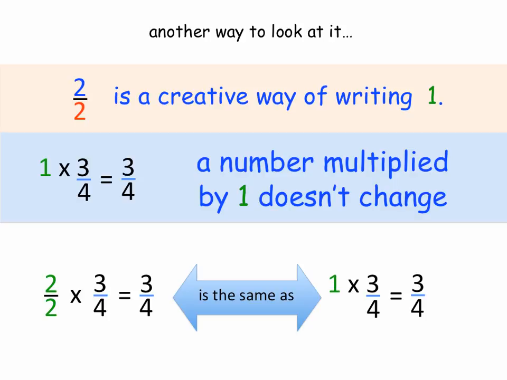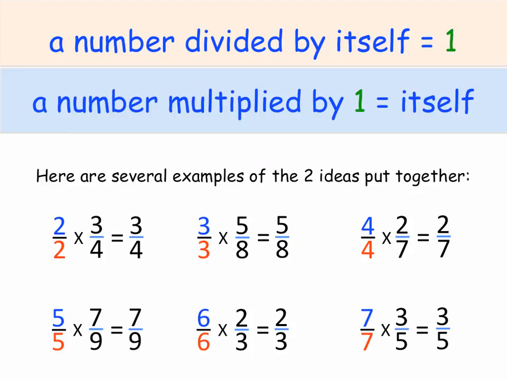Another way to look at it, 2 halves, or 2 over 2, 2 divided by 2, is a creative way of writing 1. 1 times 3/4 equals 3/4, because a number multiplied by 1 doesn't change. So you see at the bottom of the picture, 2 halves times 3/4 equals 3/4. It's actually the same as 1 times 3/4 equals 3/4. Here are several examples of the two ideas put together. Notice the blue over the red, same number, divided by itself, so it equals 1. You can stop and look at these if you like.